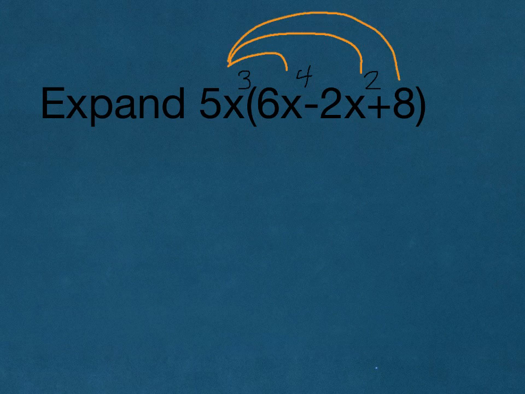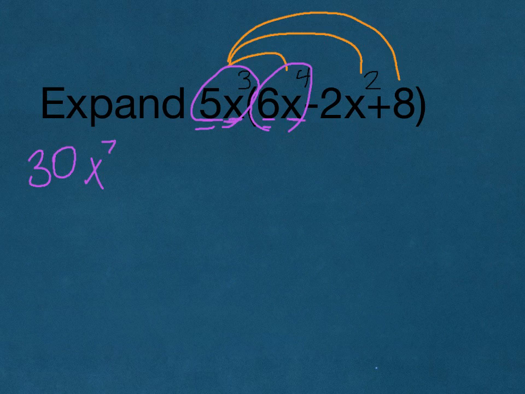So we're going to start, and I'm going to try and use colors here to help you out, 5x to the third times 6x to the fourth. Start with coefficients. 5 times 6 is 30. Then don't forget to count your x's. So I have 3 here, 4 here, so I have 7 total. Then I'm going to move on and do the middle term. So 5x times negative 2x. 5 times negative 2 is negative 10. Count your x's. 3 here, 2 here is going to be x to the power of 5.